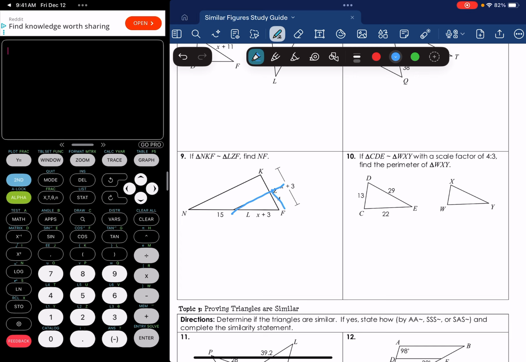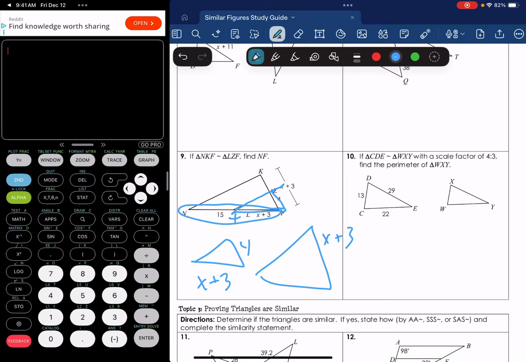We've got a triangle inside of a triangle. If it helps, draw them separate. You don't have to. And if you do draw them separate, what you're going to see is you're missing the entire side length here. So you have to actually add together the 15 and the x plus 3, which will give you x plus 18. Now you can set up your proportions. X plus 3 over x plus 18 is equal to 4 over x plus 3. And then you'd solve that.